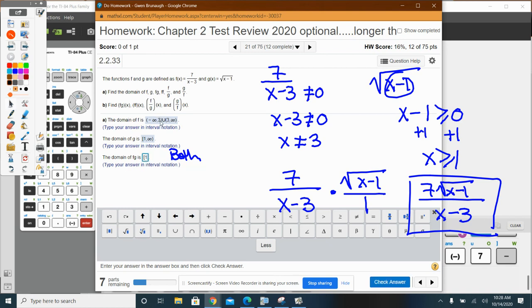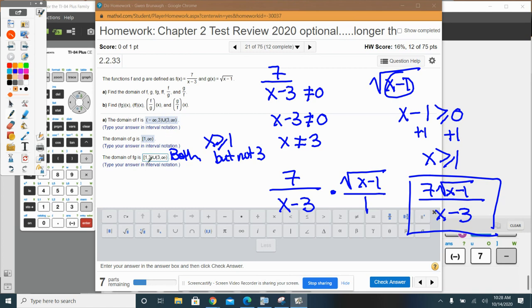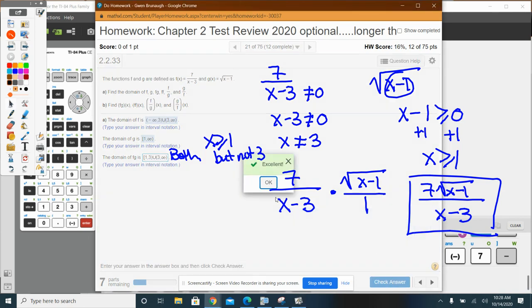Okay, and then I'm going to go to 3 because that's where this one says I can go. But I'm going to then jump over the 3 and continue for infinity. So basically what this domain is saying, if I'm going to do both of them together, it's saying x is bigger than or equal to 1, but not 3, because not 3 came from this. So this is saying both of those together. That's tricky. You are going to have to practice this quite a few times.